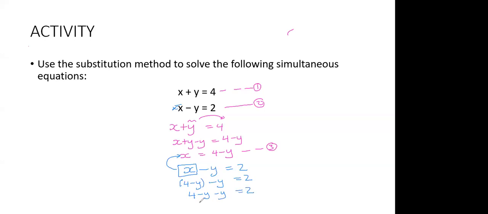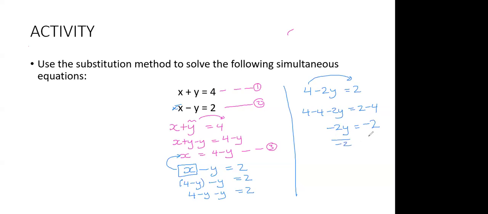Now, when you reach here, collect like terms. Minus y minus y will give us minus 2y. So I'll have 4 minus 2y is equal to 2. Now, collect like terms. This 4 will come this side. So I will say 4 minus 4 minus 2y will equal 2 minus 4. So here we shall have minus 2y is equal to 2 minus 4, which is negative 2. So I divide by negative 2, I divide by negative 2. So my y will equal 1.